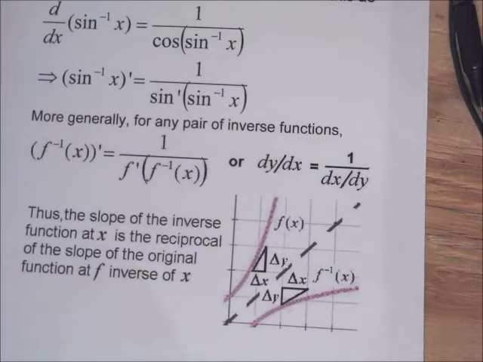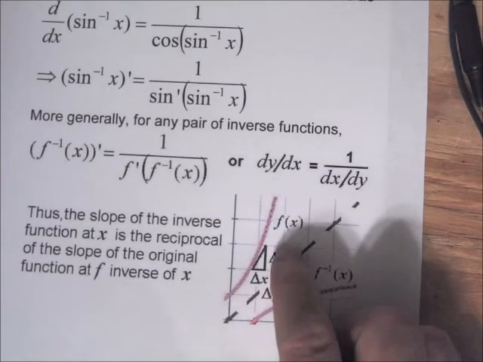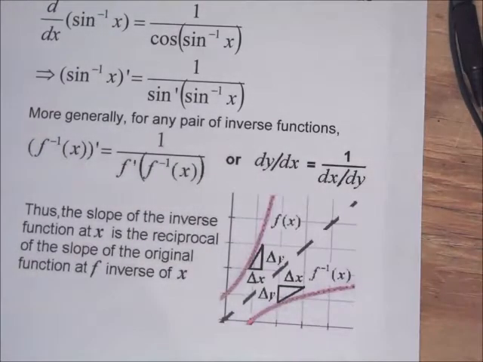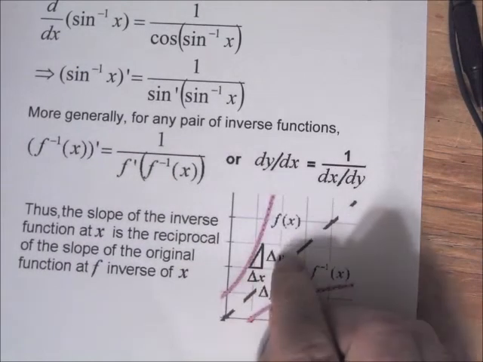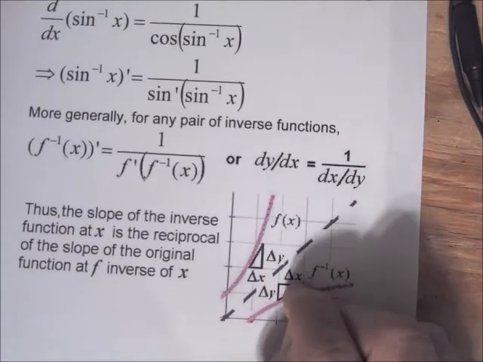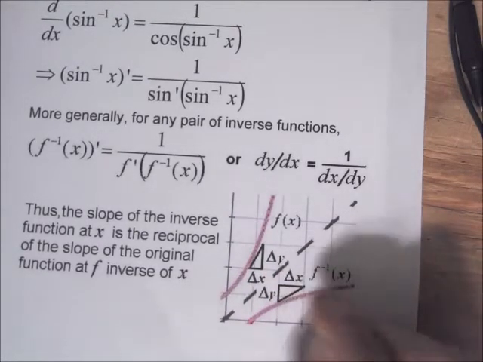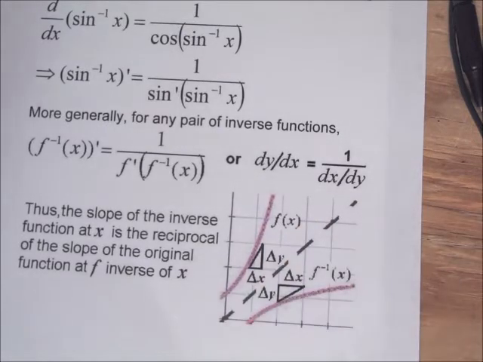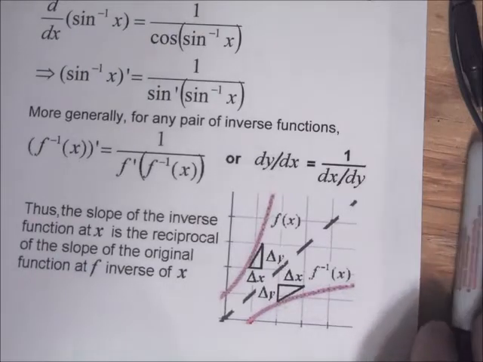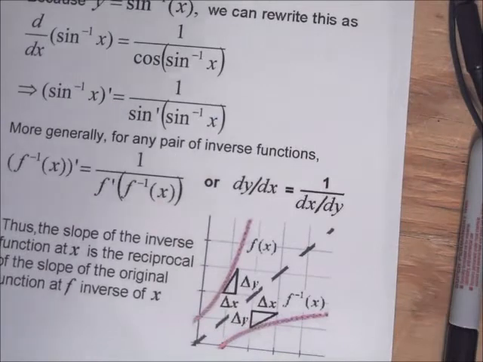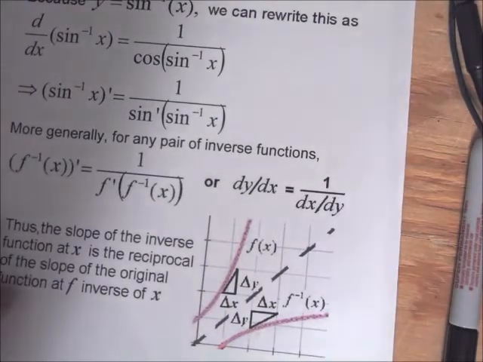So in the inverse and the original function, you're basically switching the roles of x and y. If you think of the derivative as a limit of the change in y over the change in x, you're just switching those around. You're switching the x and y when you go from f to f inverse. So that's part of a general pattern that applies for inverse functions. That's sometimes useful to know.